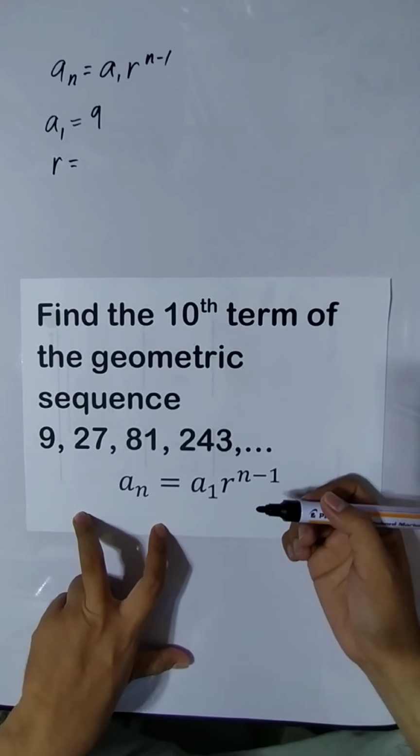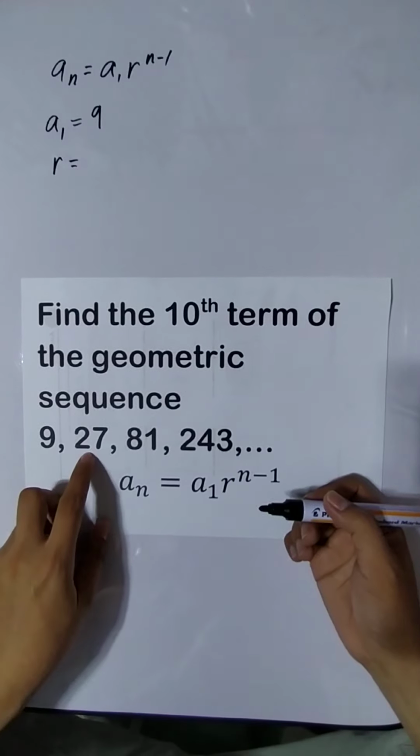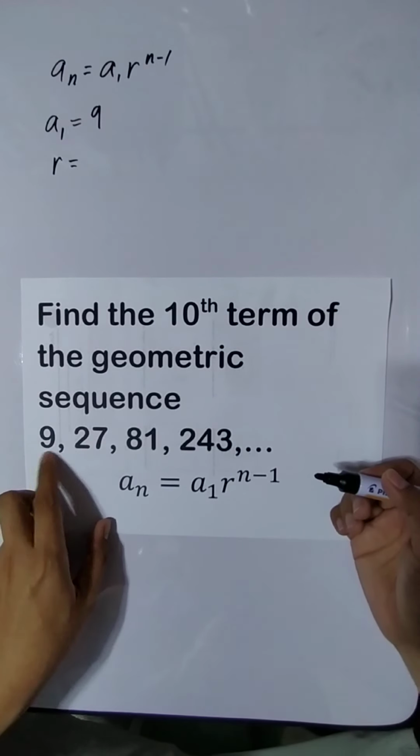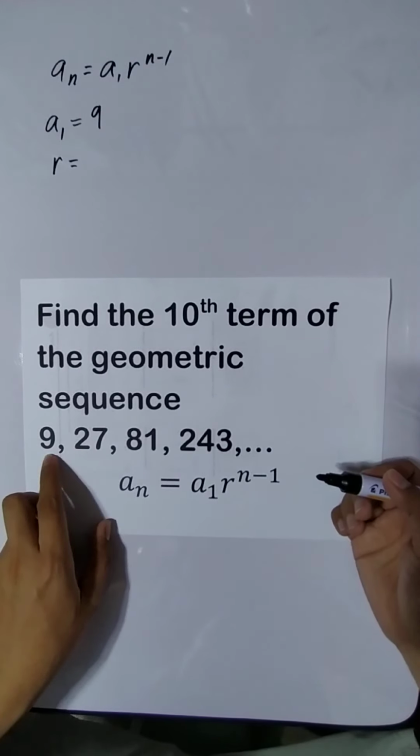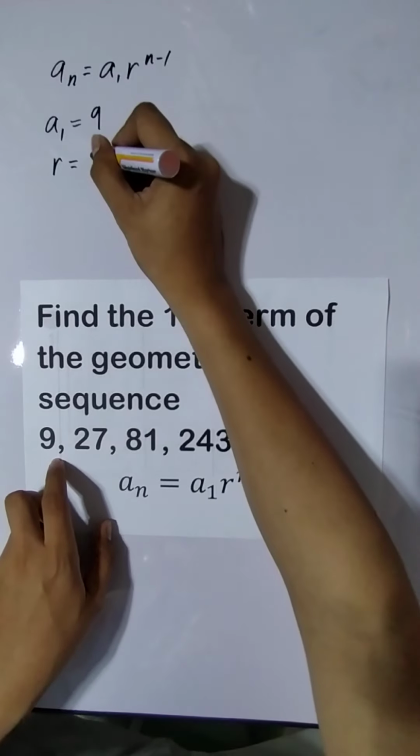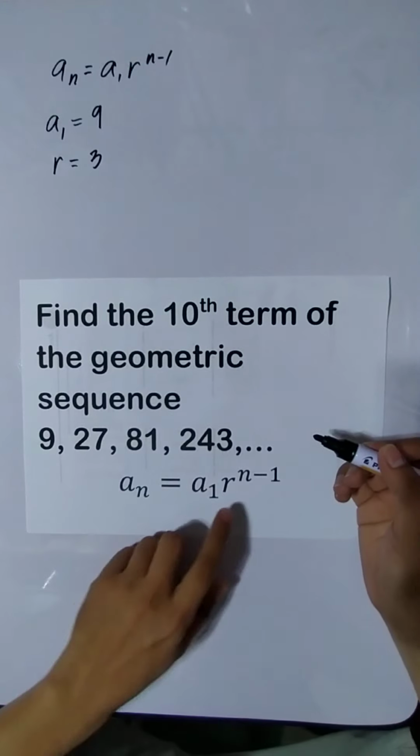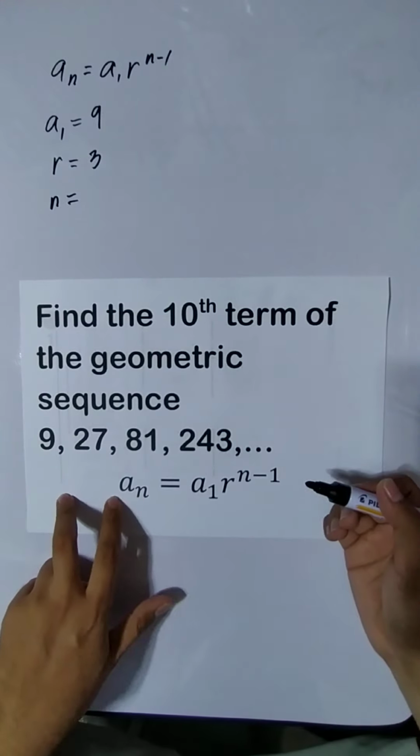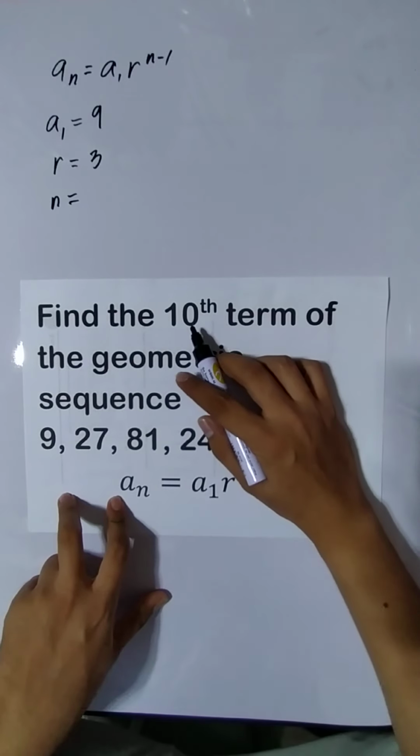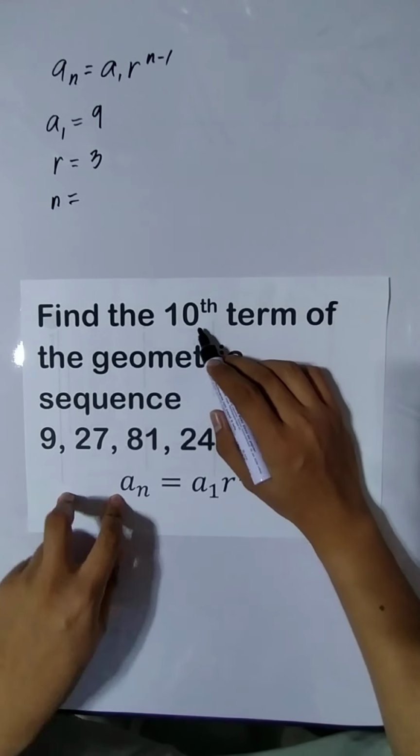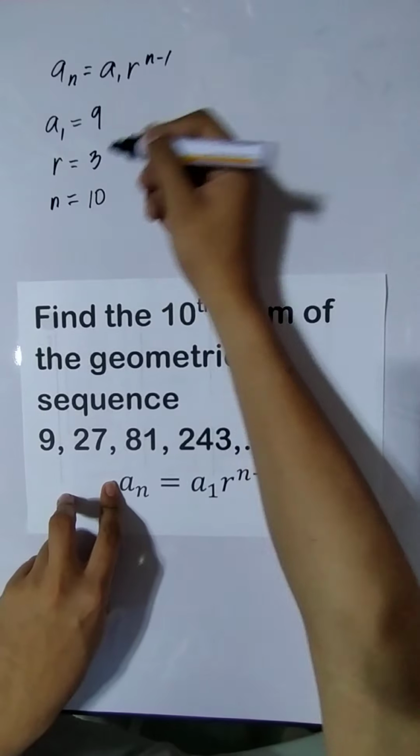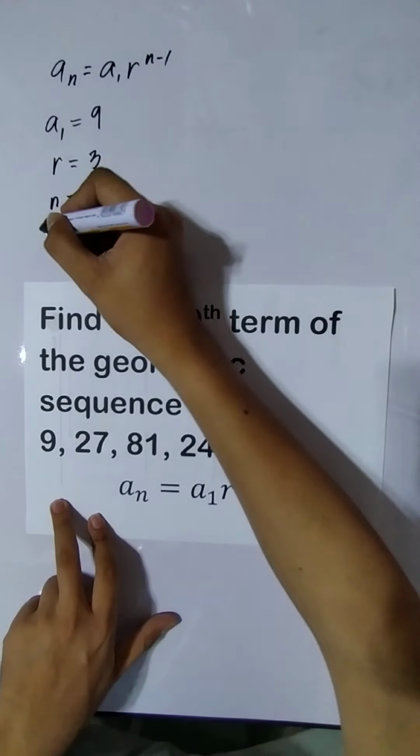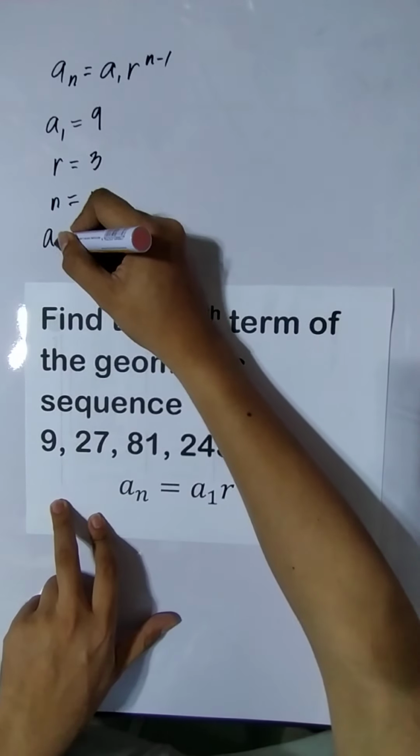So ano ang magiging r natin? If we're going to look for r, let's simply divide these two numbers kasi ito yung dalawang maliit na numbers. So 27 divided by 9 is 3. Then, we have n, the number of terms. So, ano ang magiging n natin? Yun yung kung pang ilan yung ating hinahanap. So, 10 terms. So, ang n natin ay 10. And the unknown, a sub 10.